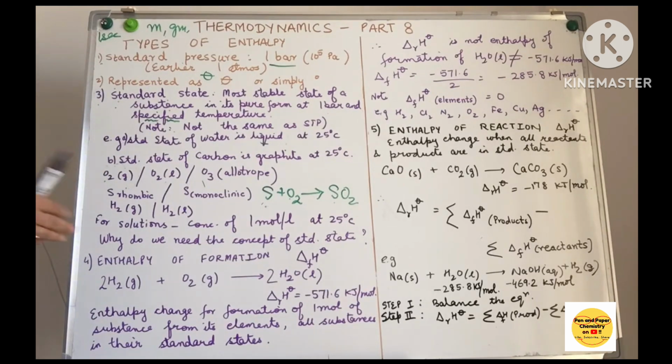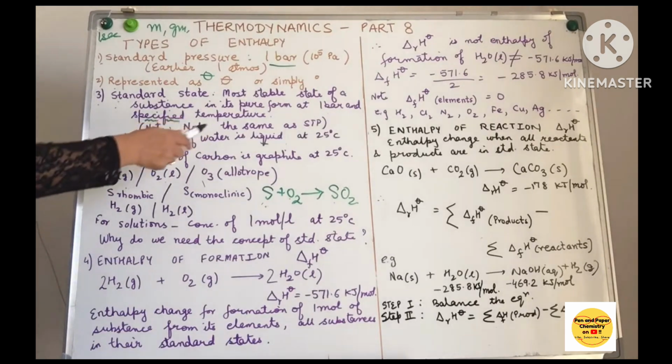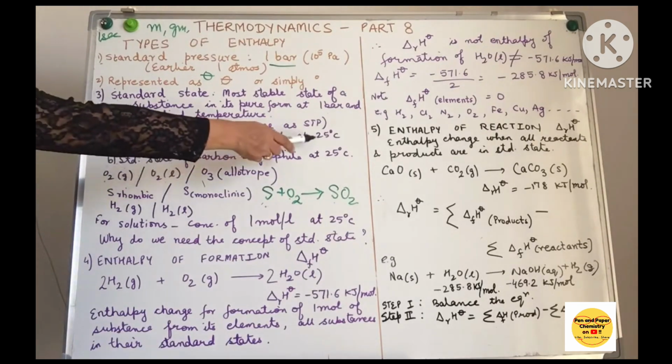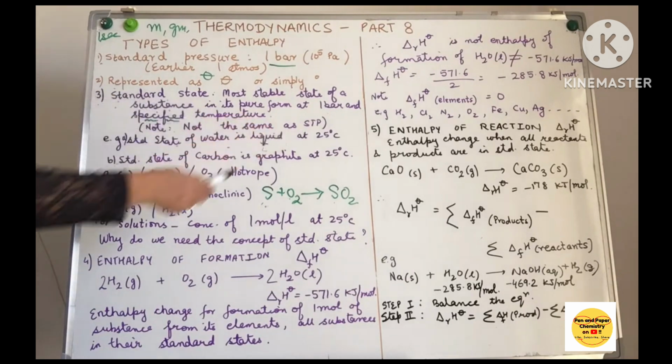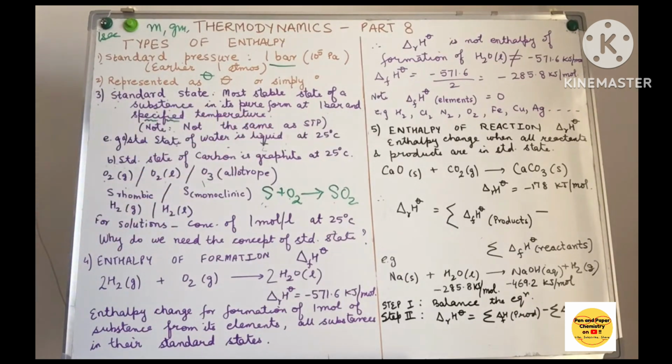For example, if you consider iron, it is around 500 Kelvin. So which is very different from the standard state of water, which is liquid at 25 degrees Celsius. So you need to be very, very clear. But at this level, in most of your calculations, we shall come across the temperature of 25 degrees Celsius very often. How the change in temperature affects the enthalpy is to be studied much later in the topic.